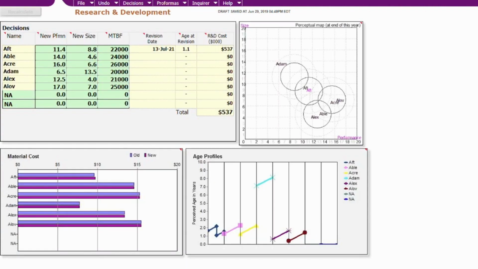For Aft, a product under the core segment, we thought providing it with a performance of 11.2, size of 8.8, and maintain mean time before failure of 22,000 will make it stand out. We were estimating to have a new design on the market by July 2021.